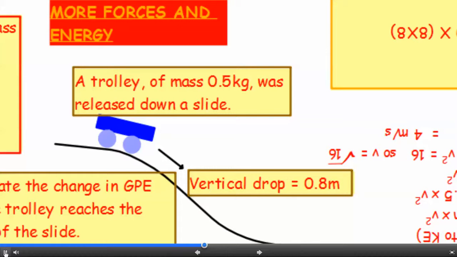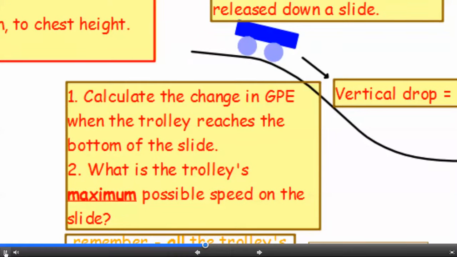So I've got a challenging question for you now. I've got a trolley with a mass of 0.5 kilogram, which was released down the slide, and the vertical drop for the slide was 0.8 meters. I'd like you to calculate the change in GPE when the trolley reaches the bottom of the slide. I'd also like you to calculate the trolley's maximum possible speed on the slide. Now, where the heck do you start with this?